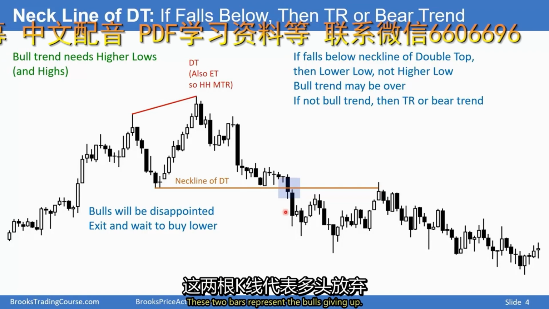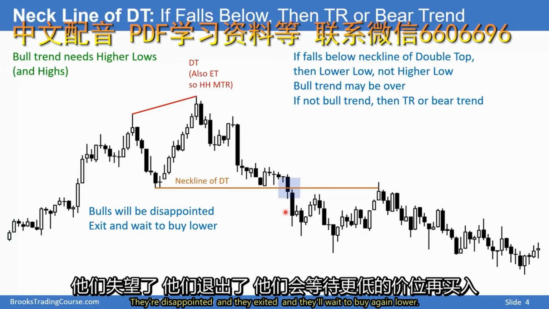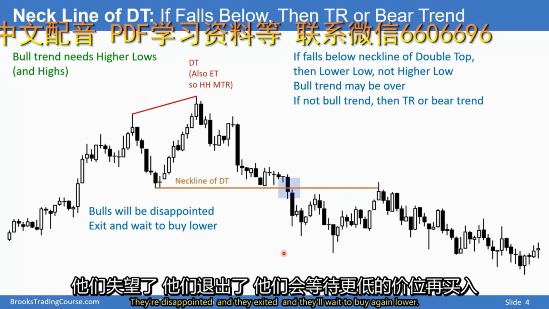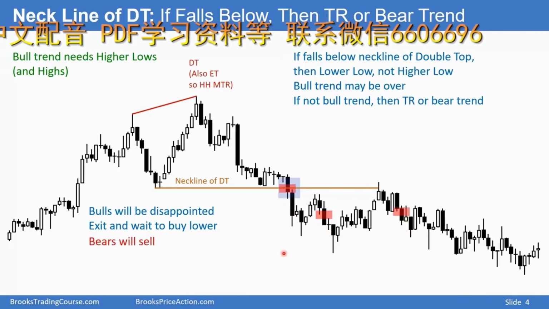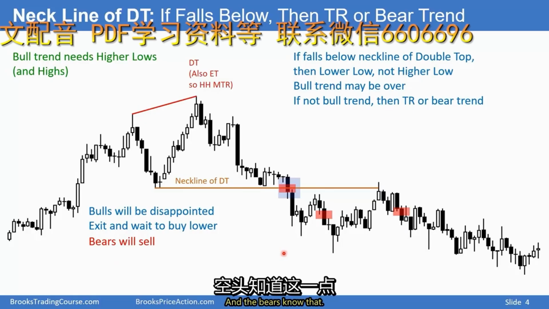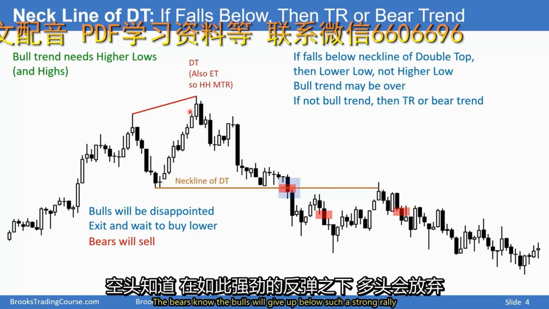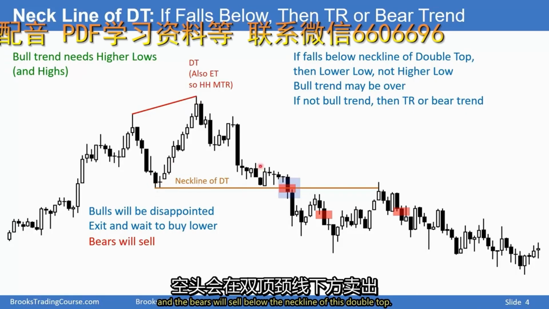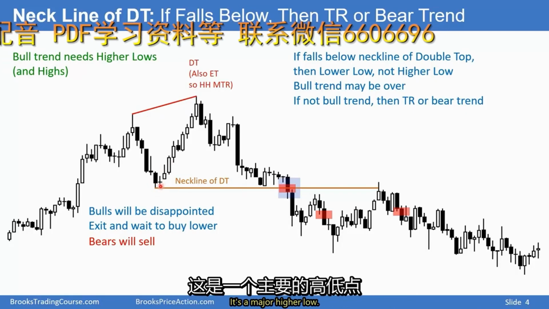These two bars represent the bulls giving up. They're disappointed and they exited and they'll wait to buy again lower. And the bears know that. The bears know the bulls will give up below such a strong rally. And the bears will sell below the neckline of this double top. It's a major higher low.